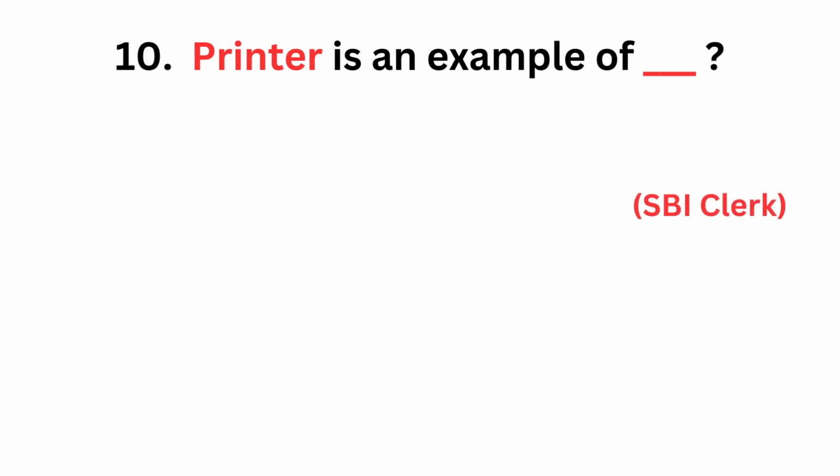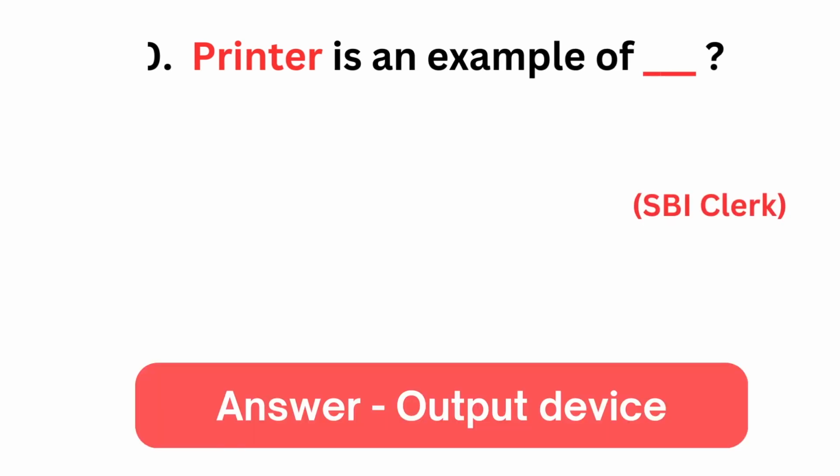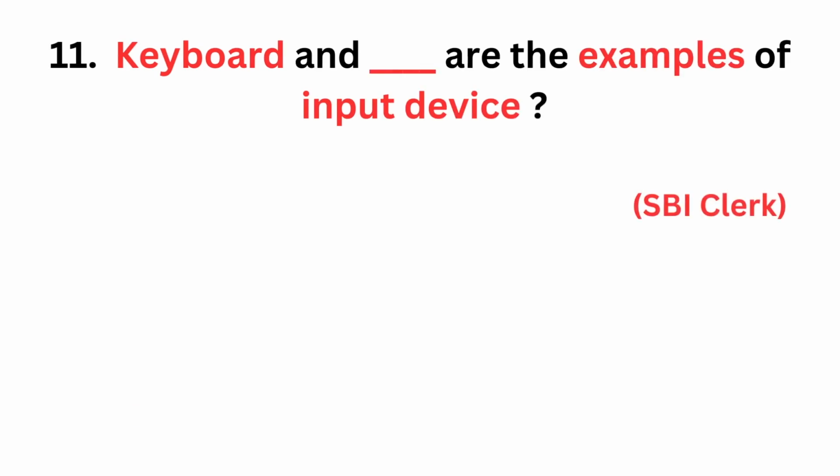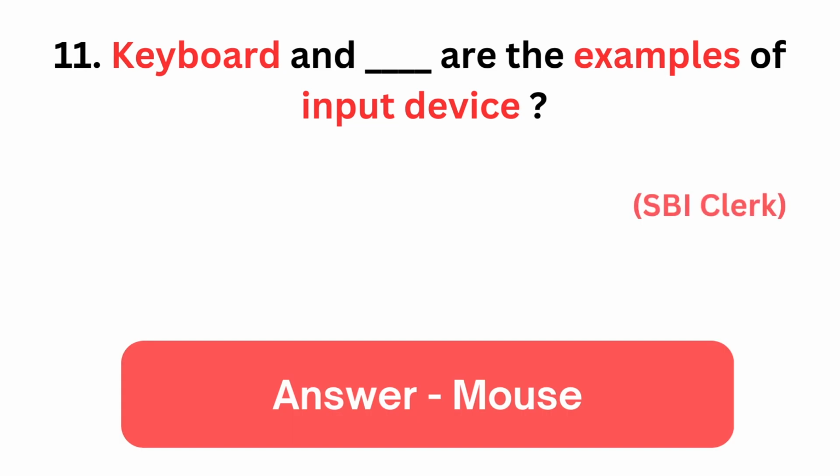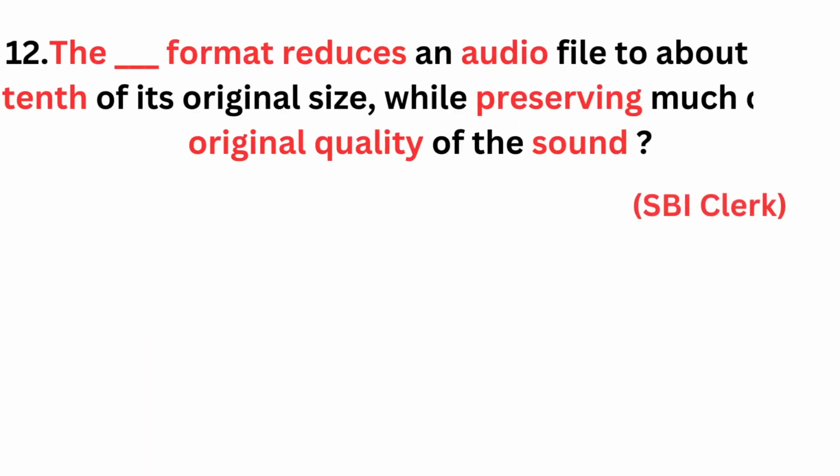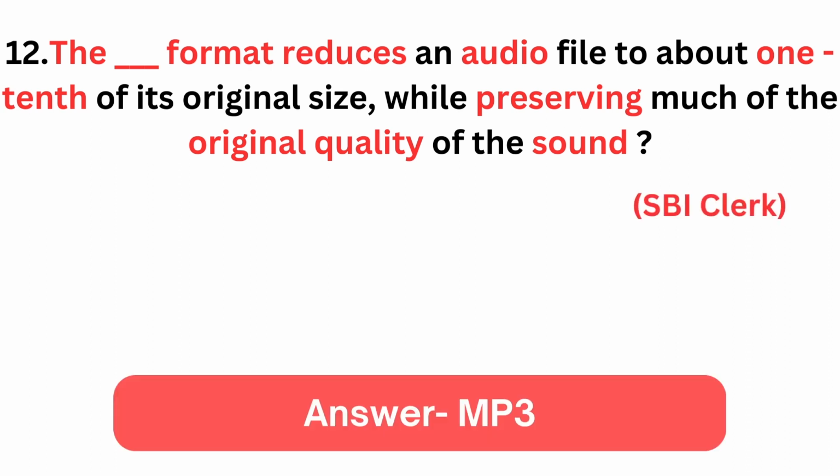Printer is an example of what? Output device. Keyboard and mouse are the examples of input device. The MP3 format reduces an audio file to about 1/10 of its original size while preserving much of the original quality of the sound.